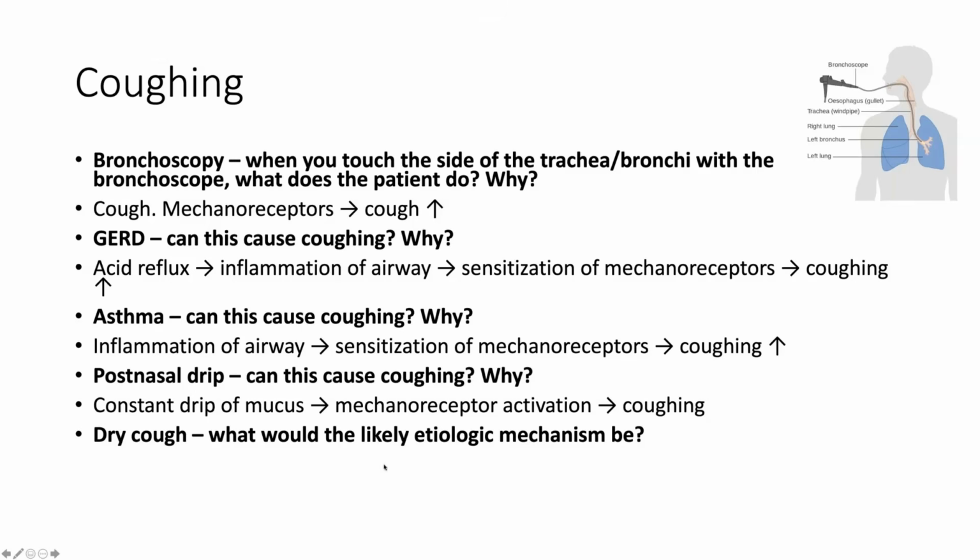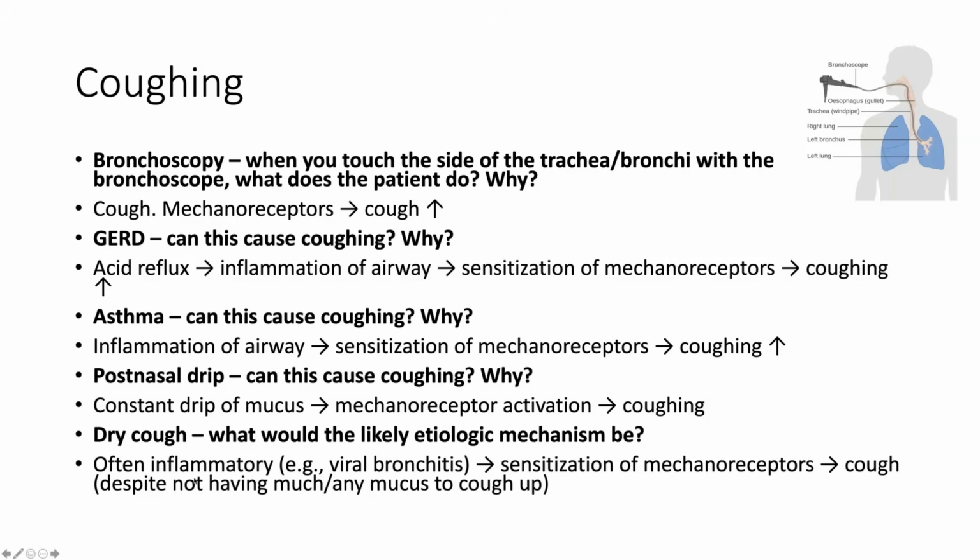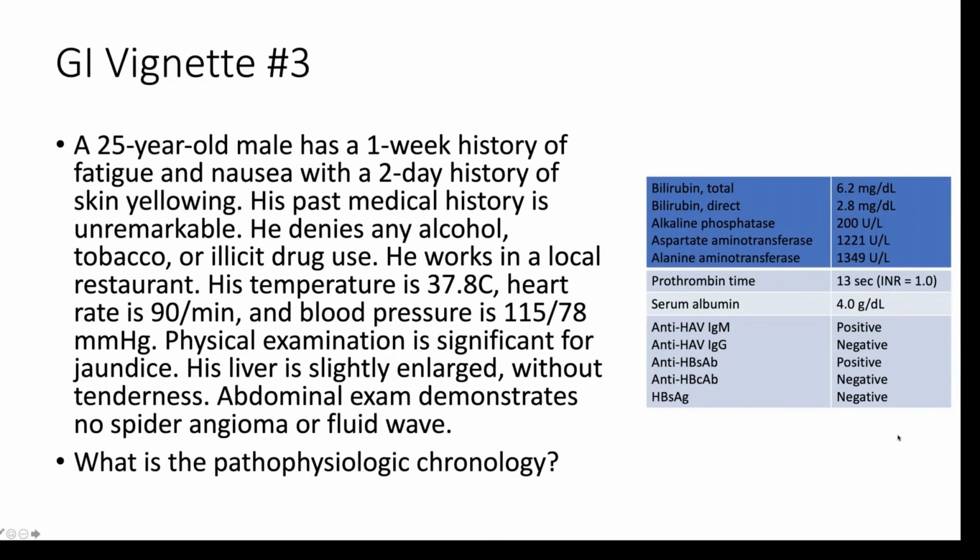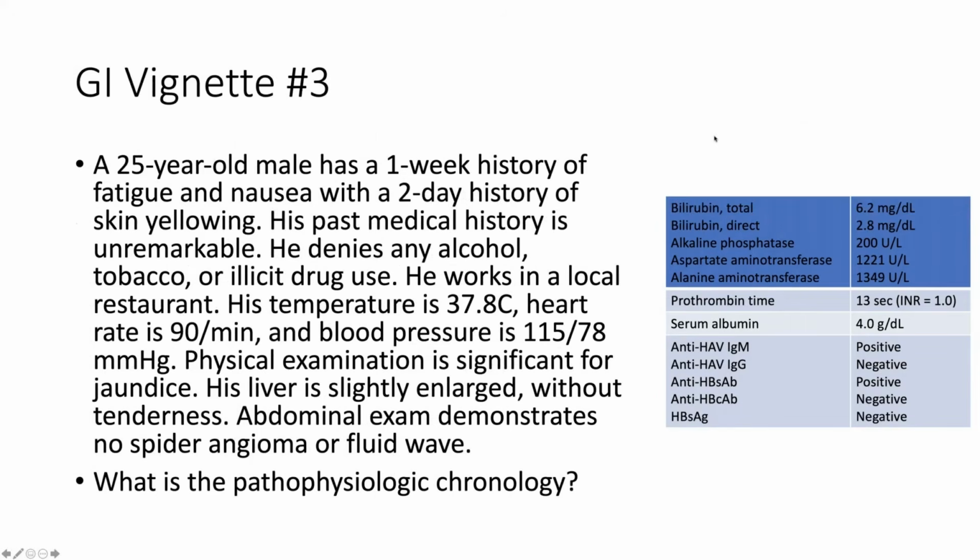But the more likely thing, usually, is just inflammation, right? It's often inflammatory, which again would make sense if you sensitize the mechanoreceptors. That's why even just a gust of cold air can cause you to have bronchospasm if you're an asthmatic. All right, so I want you guys to update your pathophysiologic chronologies and we will talk about it. So instead of just reading it, I'm going to actually read it and analyze it as if I was going to do it myself.